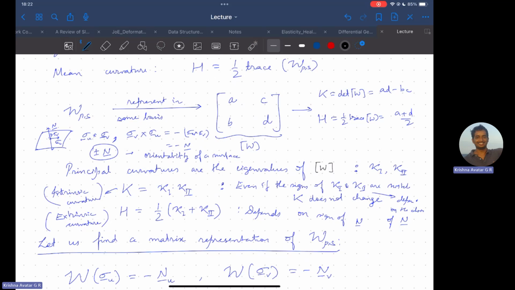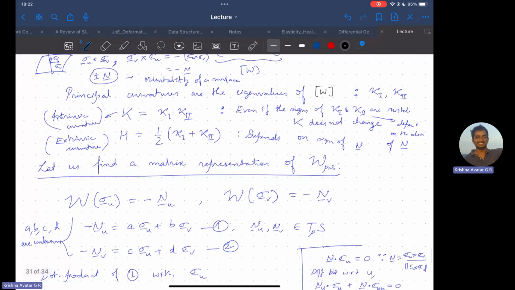And we also recall that the Gaussian curvature is an intrinsic curvature, which implies that it remains the same despite the change even in the orientation of the normal vector to the surface. And the mean curvature is called an extrinsic curvature because it depends on the choice of n vector, which is the normal vector.